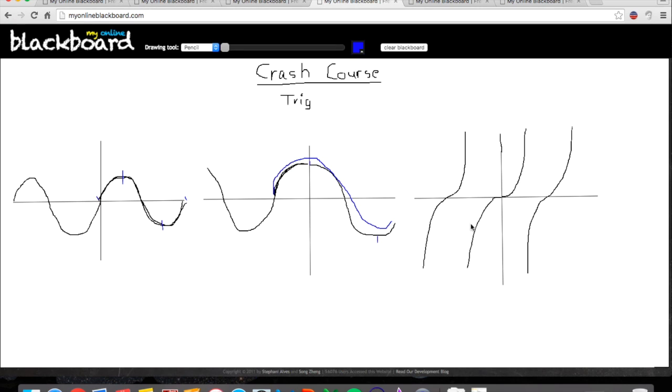Tangent looks like this. So the difference between tangent and cosine and sine is that sine usually occurs on the interval of 0 to 2 pi. And then tangent over here goes from negative pi over 2, my bad, to pi over 2. So that means that this entire curve happens on an interval of a distance pi.